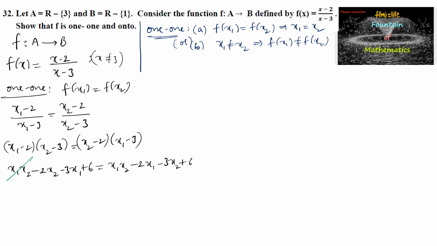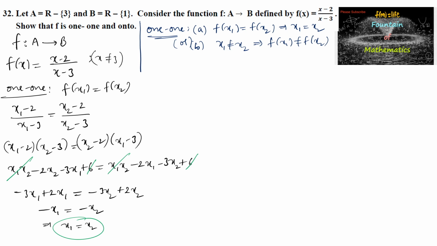So on simplification, x1 x2 on both the sides with the same sign gets cancelled and 6 also gets cancelled. The remaining terms we can bring, minus 3x1 and here it is plus 2x1 is equal to, and here we can write minus 3x2 and plus 2x2. So we can write minus x1 is equal to minus x2, or x1 is equal to x2. So we got the condition for f of x1 is equal to f of x2, x1 is equal to x2. So we can say that f is 1 to 1. The given function is 1 to 1.